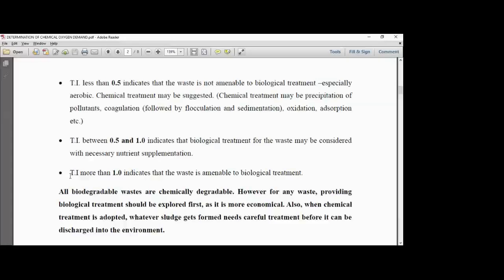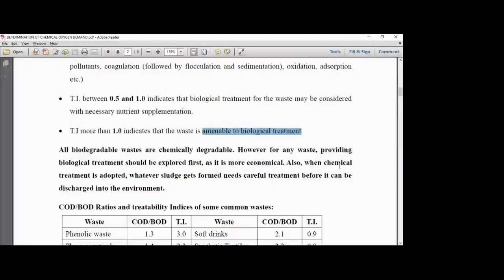And here, if my organic content is more, naturally my TI value will be more than 1, and now the waste is amenable to the biological treatment. So all biodegradable waste are chemically degradable. This is very natural. If I am having a biodegradable waste, I can even degrade it with the help of chemicals. But vice versa is not true. If I am having a chemically degradable substrate, it is not always that it will be biodegradable, right?